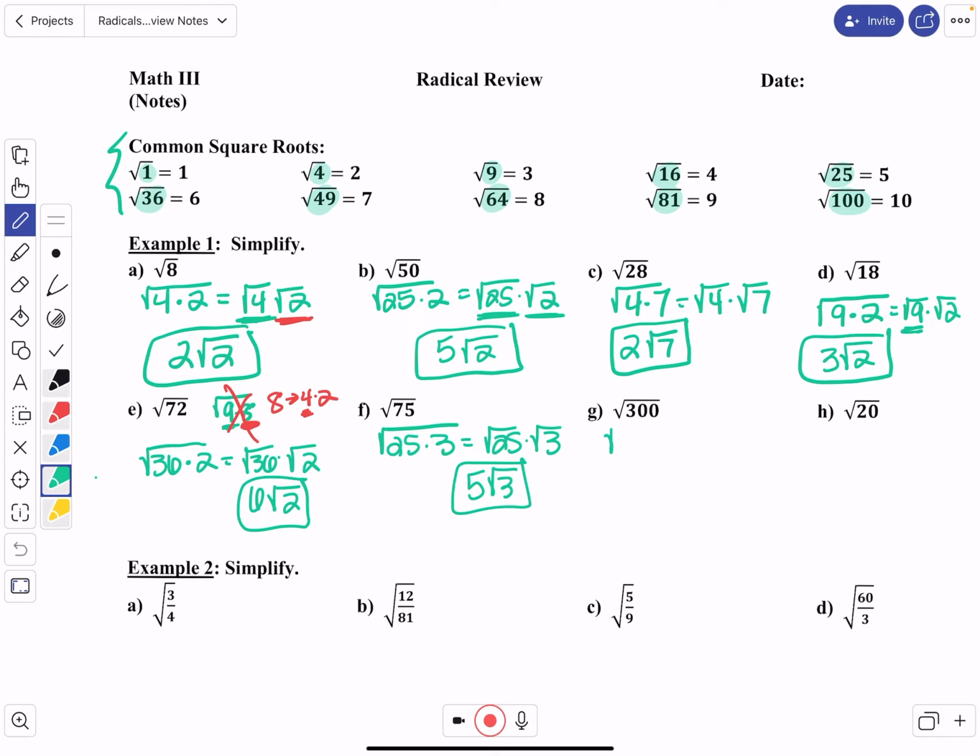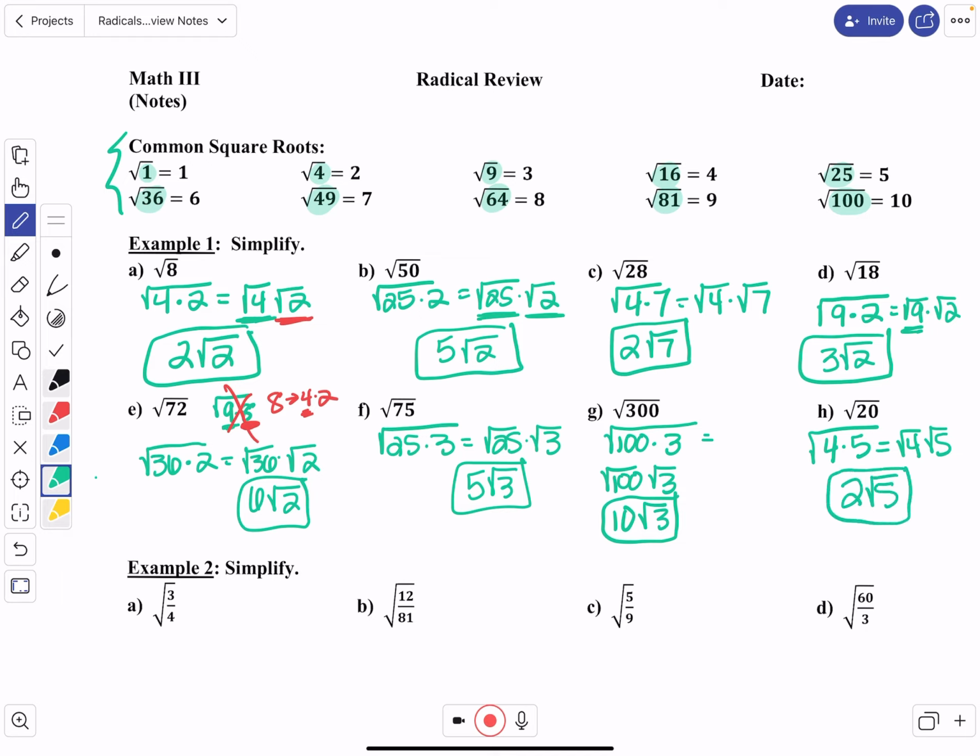For 300, 100 times 3. So we have square root of 100, square root of 3, square root of 100 is 10, and 3 stays as a radical. And then for the square root of 20, we have 4 and 5. And I always like to put my perfect square first, just because that's going to be the radical that gets rid of the radical first. And that square root of 4 is 2, and 5 stays a radical.